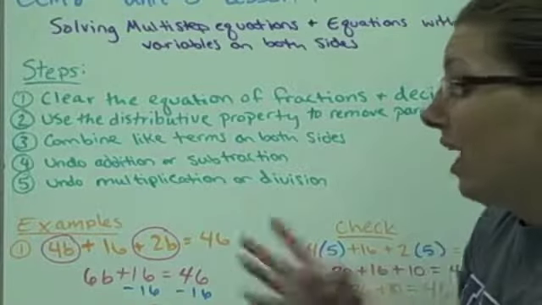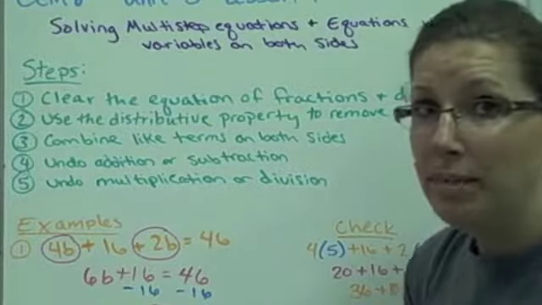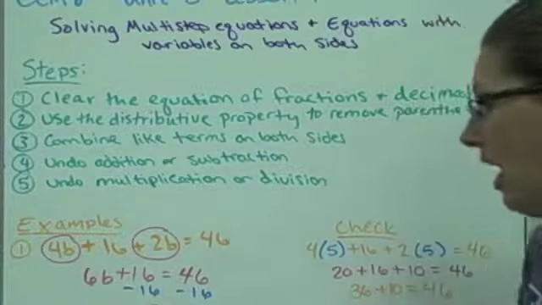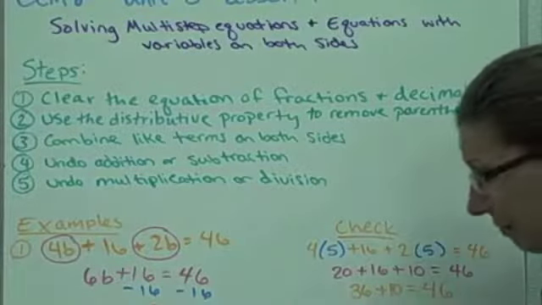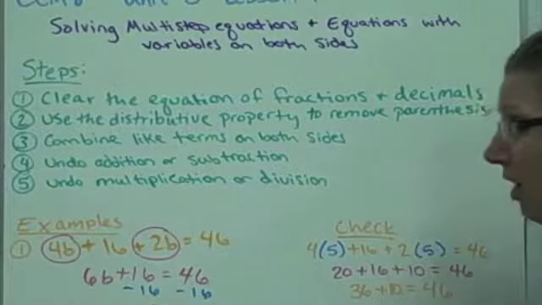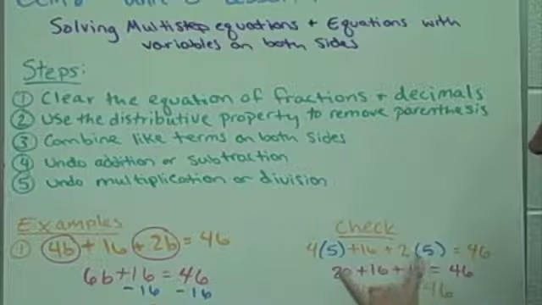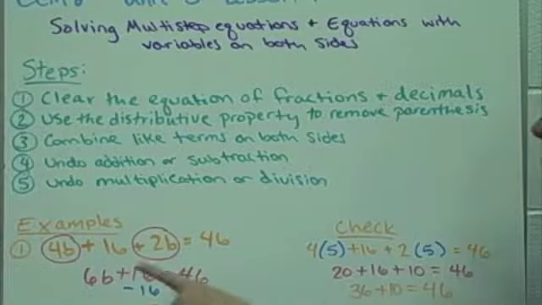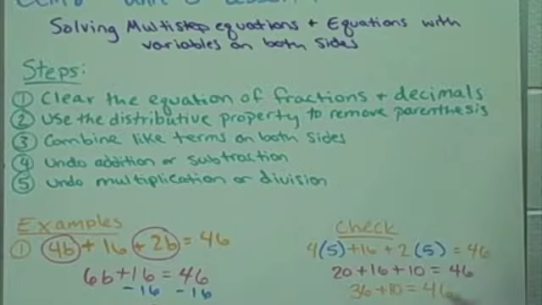Now, I did a lot of steps here, and I could have very easily made a mistake. To check my work, I simply plug in my solution of 5 for the variable b each time it occurs in the original problem. So I have 4 times 5 plus 16 plus 2 times 5. All of that should equal 46.